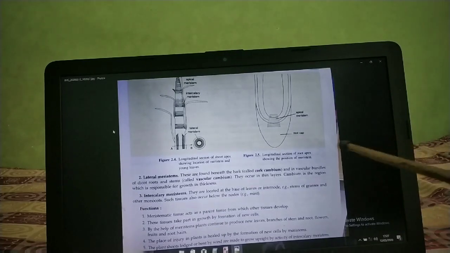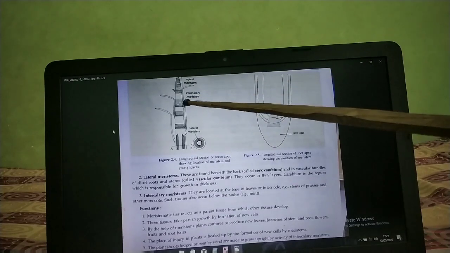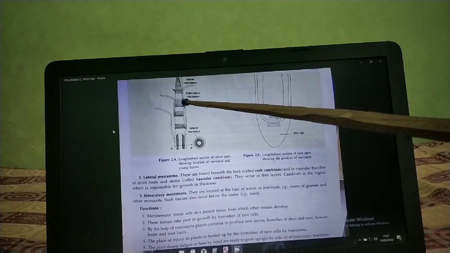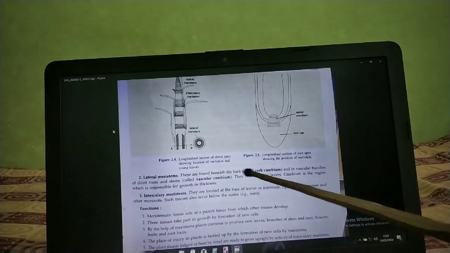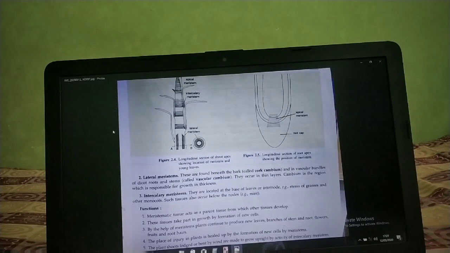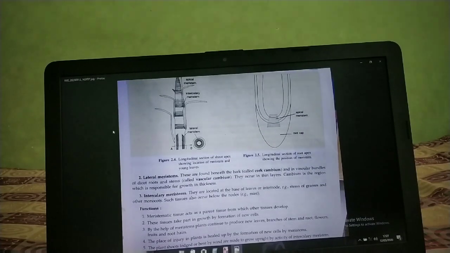So children, next are the intercalary meristems. They are located at the base of leaves or internodes. See here, internodes, only this portion, it is located. The examples you can see are stems of grasses and other monocots. Such tissue also occurs below the nodes. You can see the example of mint also, the mint leaves or mint branches.